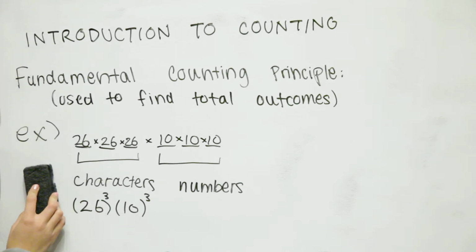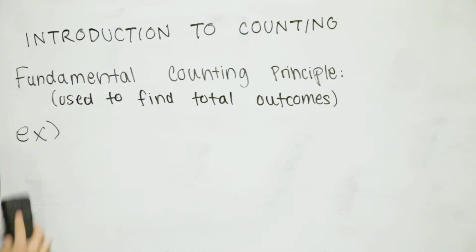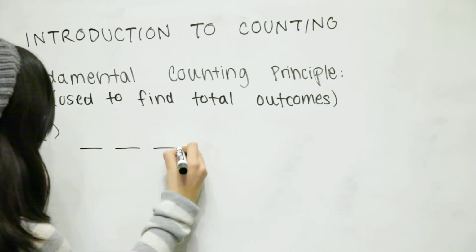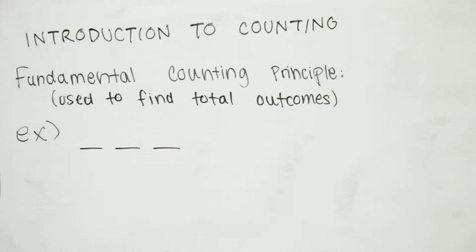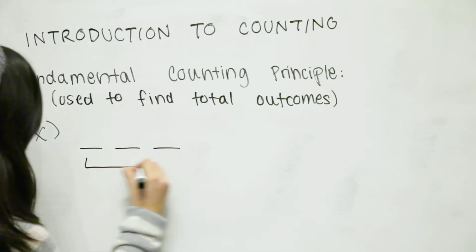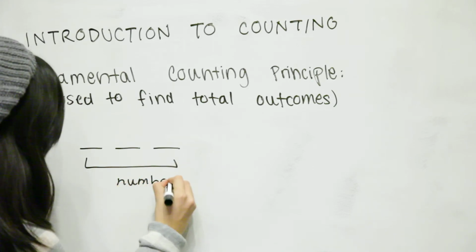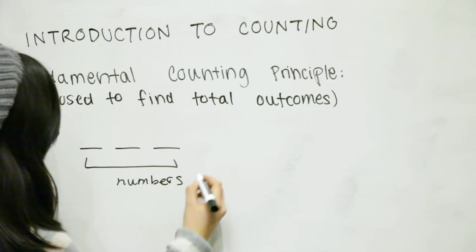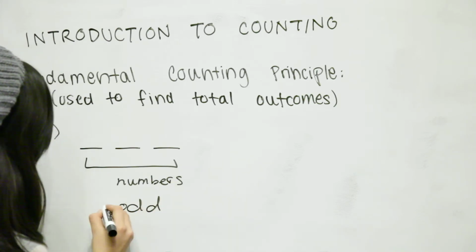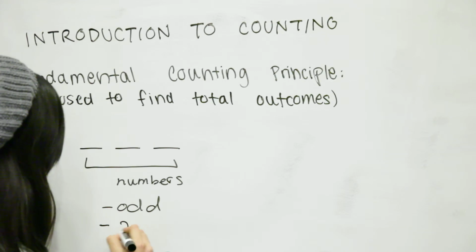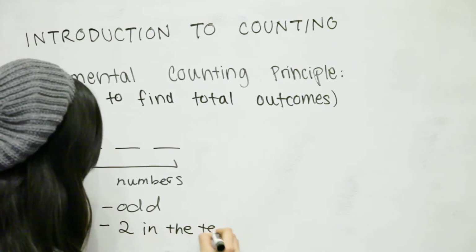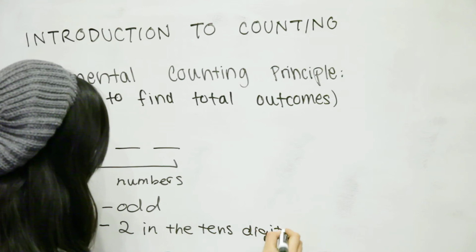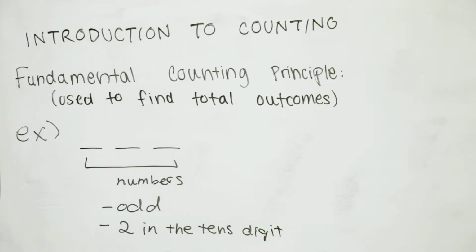So let's go on to maybe a slightly harder example. Next example is how many different types of three-digit numbers are there? So these are all numbers in which the number is odd and it has a 2 in the tens digit. So this one uses the fundamental counting principle again. So in that respect, it's just as simple. You just have to think about a few nuances.